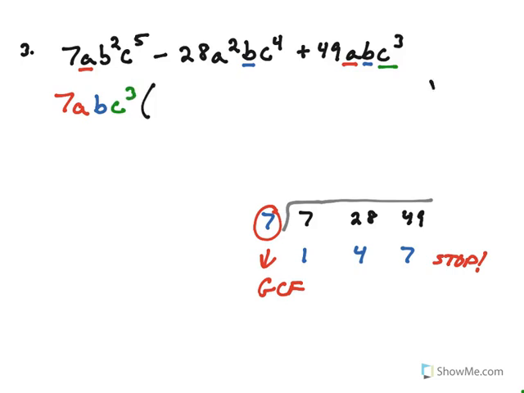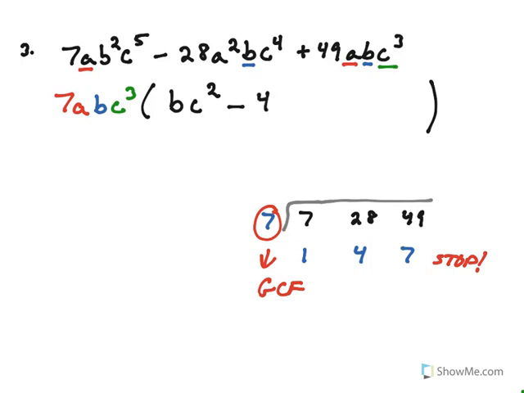And then when you do, you're going to get the remaining stuff that's left behind. So in the first term, we took out the 7, we took out the a, and then we took out one of the b's. So this is going to get reduced to b to the 1st power. We had c to the 5th, so we took out 3 of those c's, so we're going to have c squared remaining. And then there's the minus sign. And then 7 times what is 28? Well, that has to be 4.